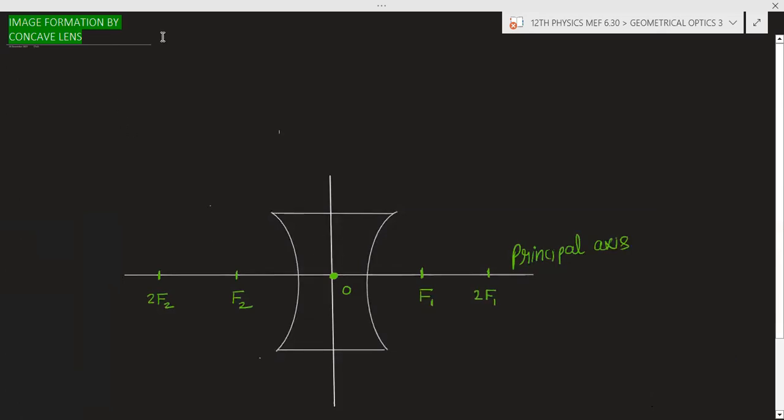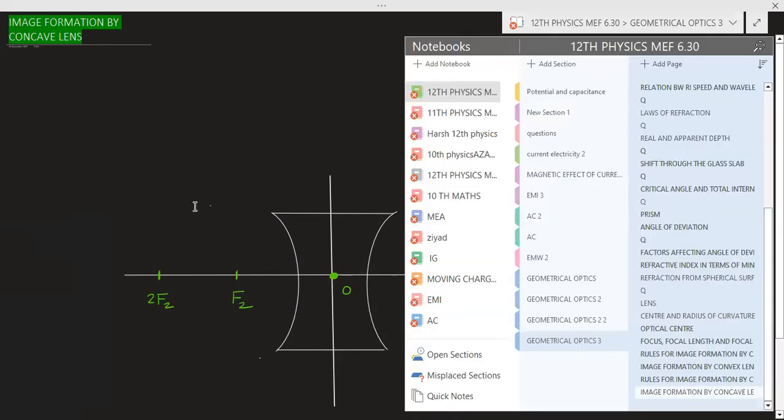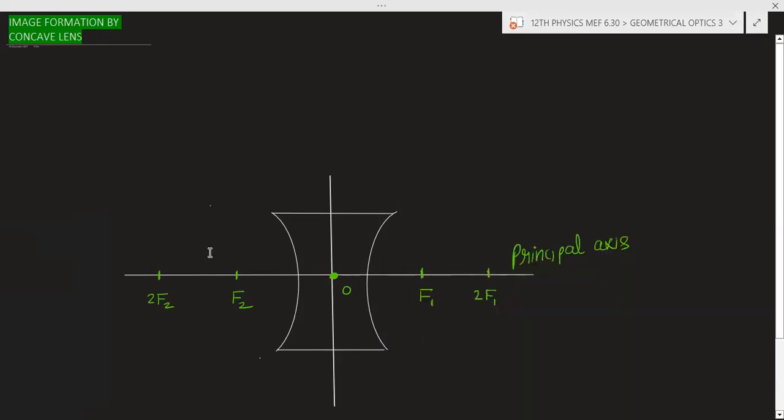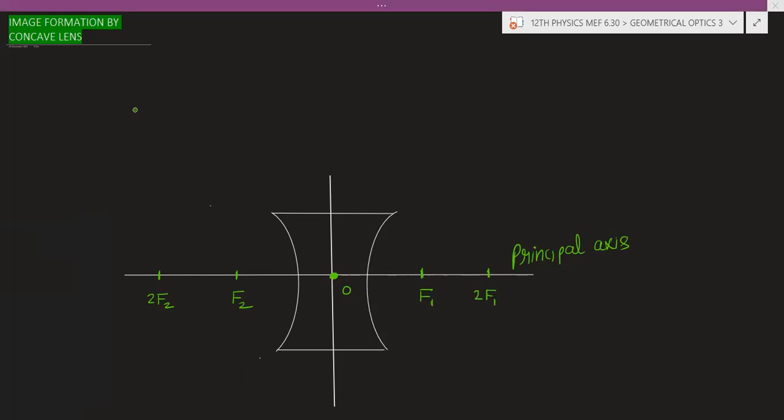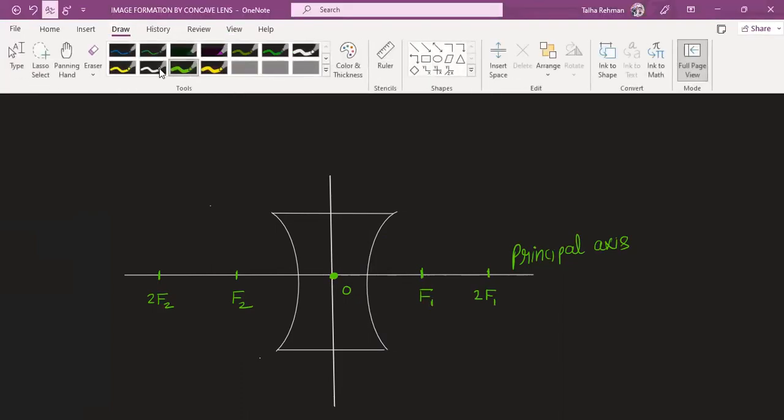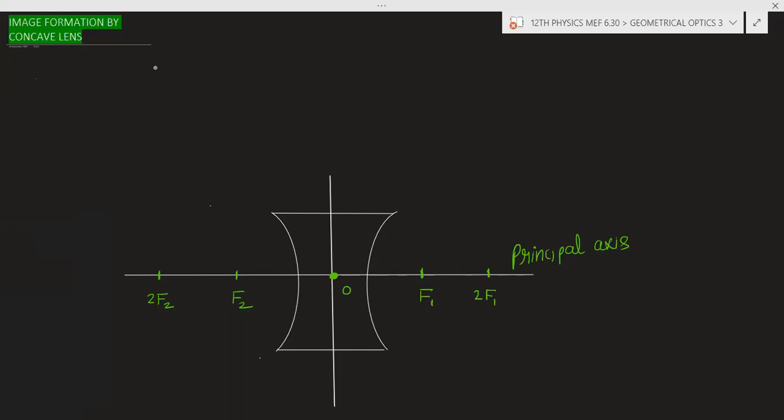So now we will see the image formation by the concave lens. This is the concave lens. This is F1, this is 2F1, this is F2, this is 2F2. In case of the image formation by concave lens, there are only two cases. So case number one.